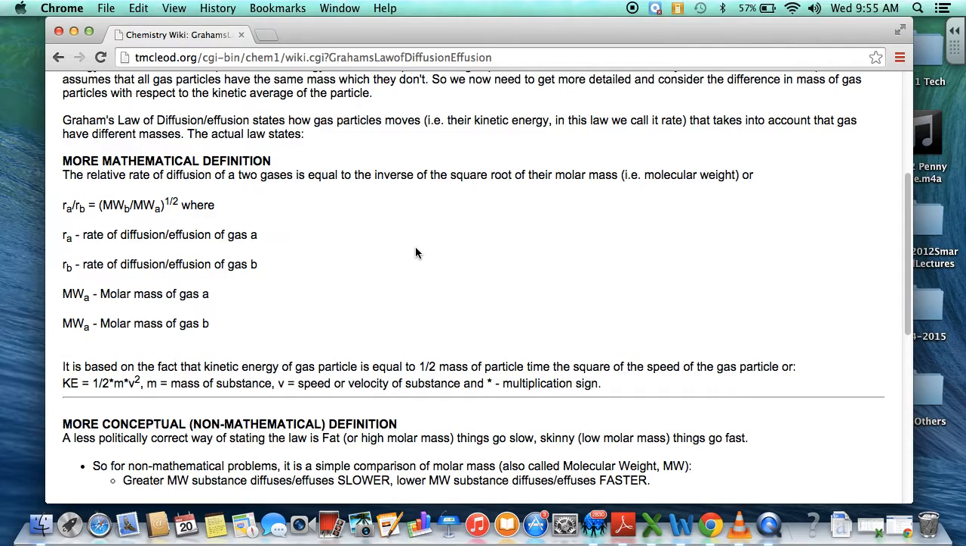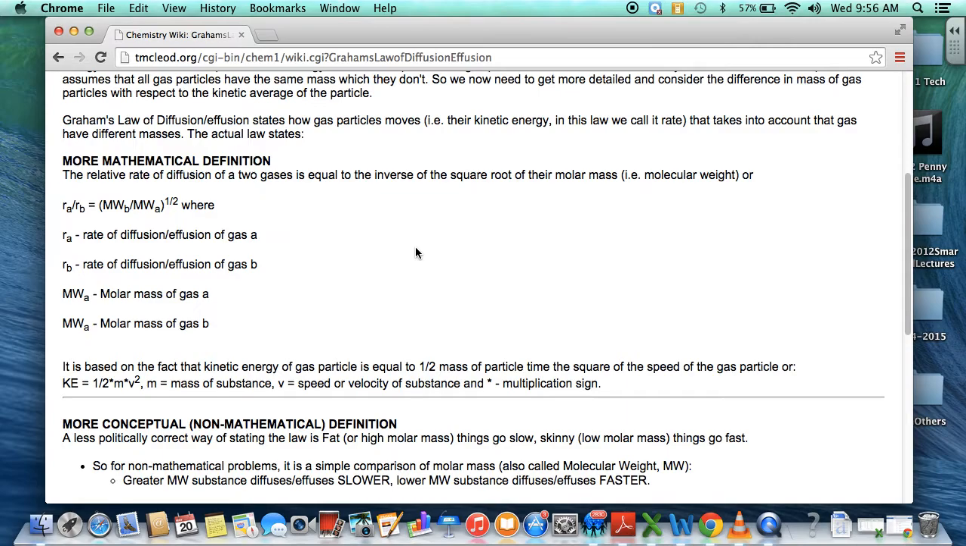This equation is derived specifically from the fact that both gases are at the same exact temperature. And as you know, temperature is a function of kinetic energy. So both of the particles have exactly the same amount of kinetic energy. However, something we don't talk about as much is that the actual speed at which the molecule is moving is different because they have different masses.